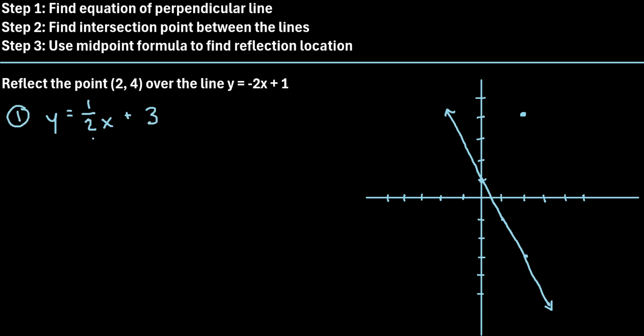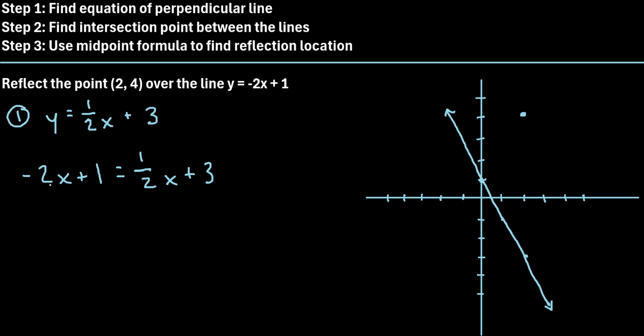Okay, so we found the equation of the perpendicular line. Step 2 is we need to find the intersection point between this line and the perpendicular line. The way that we do that is we simply set these two equations equal to each other and solve for x. And once we know x, we can solve for y. So we'll say negative 2x plus 1, this first line right here, is equal to this perpendicular line, 1/2 x plus 3. So let's solve for x.